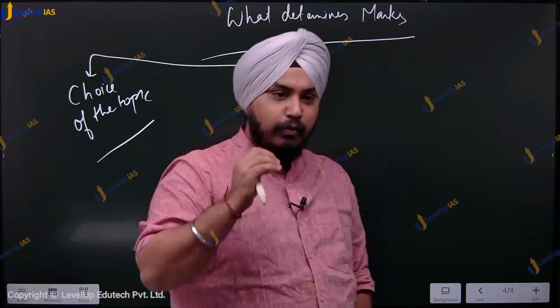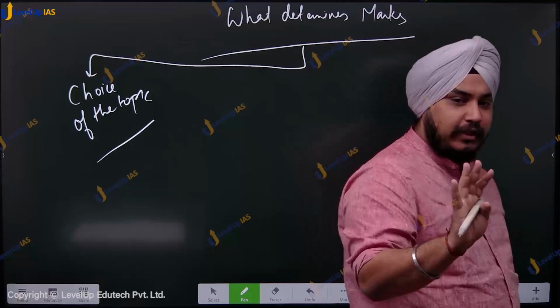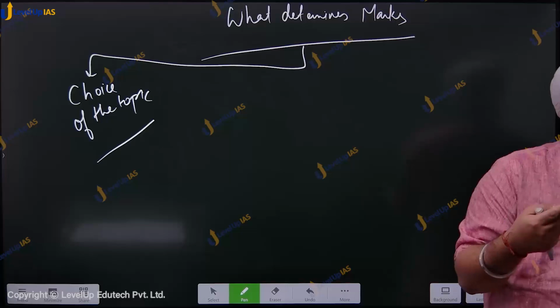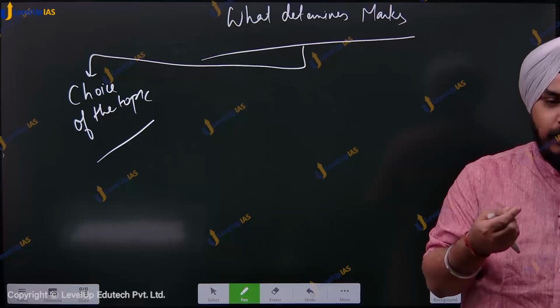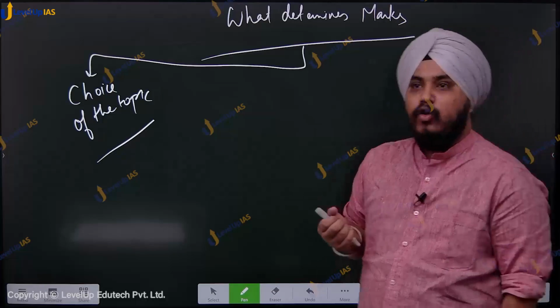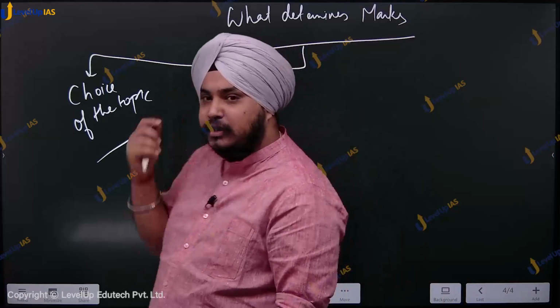Now there are 2 sections. Each section has 4 choices, and out of both the sections, you have to choose 1 essay each. Now, what actually happens? The choice of the question plays a very important role, and this is the very first step.